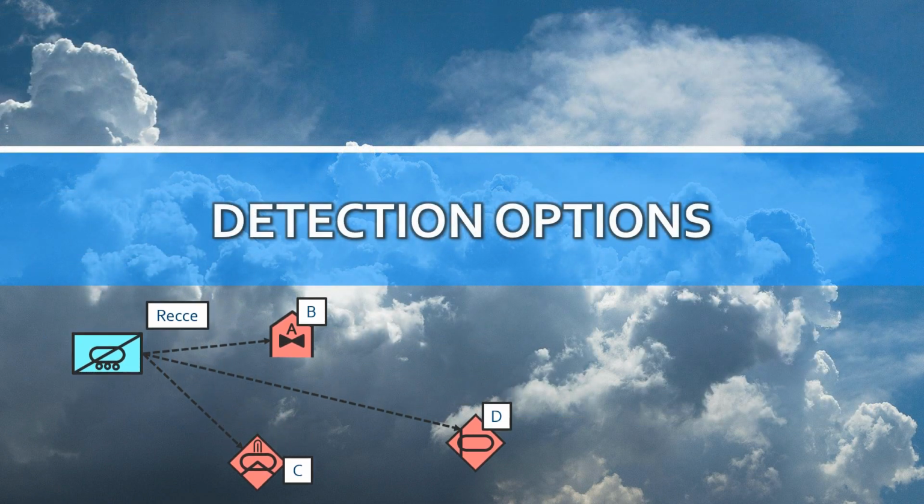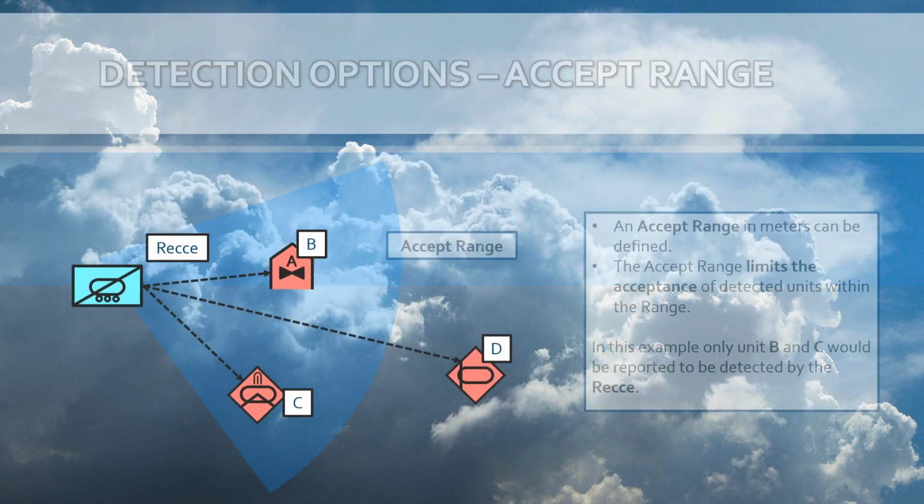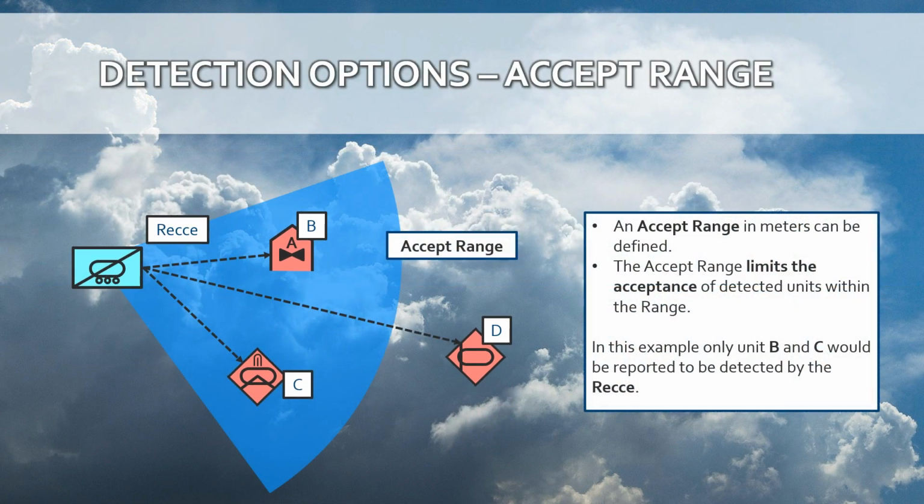Let's look at the options that we have in the detection classes. The first option is that when a detection is being done, you could say, for that reconnaissance, I will only accept a valid detection if it is within a certain range. You can specify this arc here in meters, and in this example A and B would be accepted and D would not be accepted as a detected target.